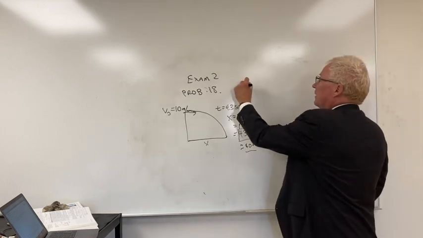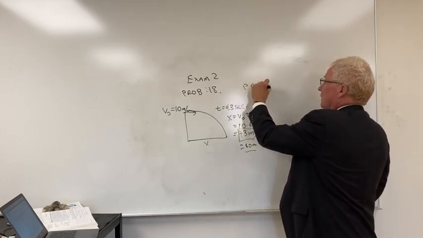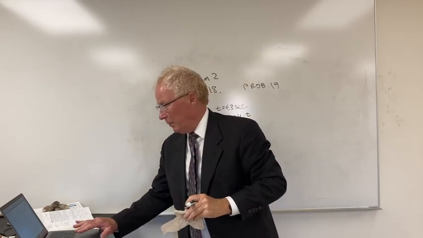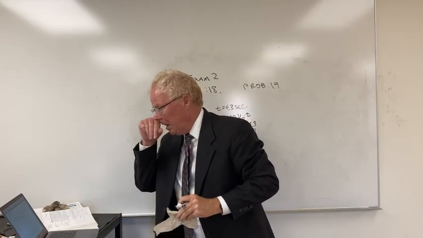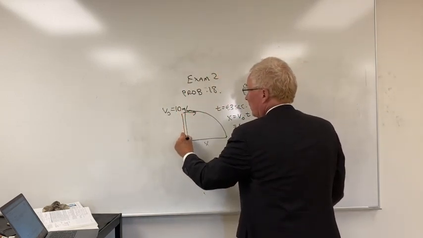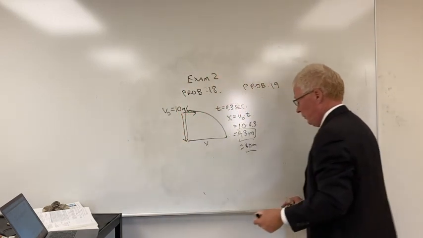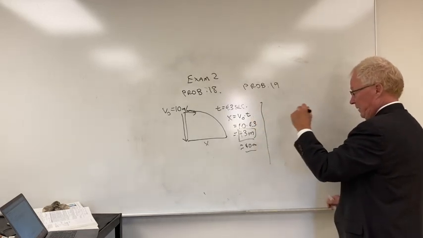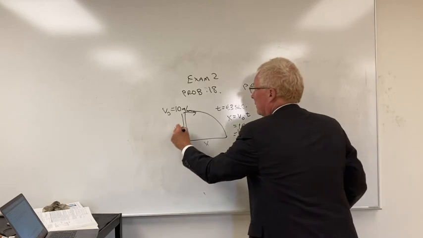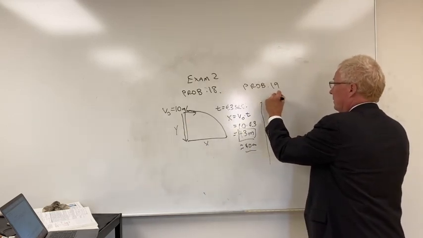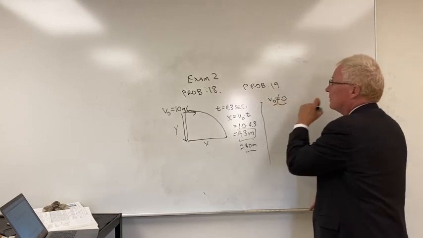Problem 19 now is worth 2 points, while problem 18 was worth 4. Problem 19 is the same problem. All right, what is the height of the cliff? Gravity is now acting in this direction. For this part, we have y, because V naught in the y direction is 0.